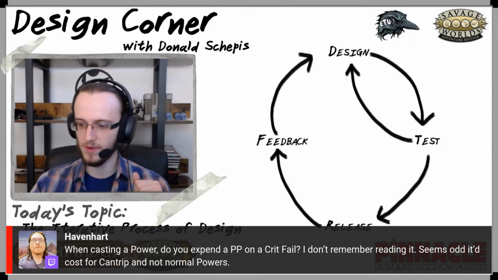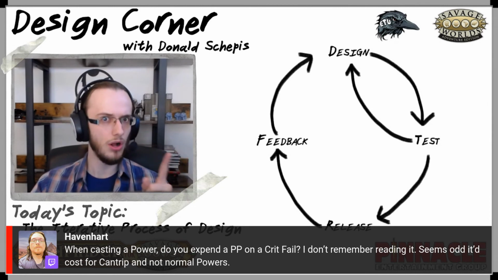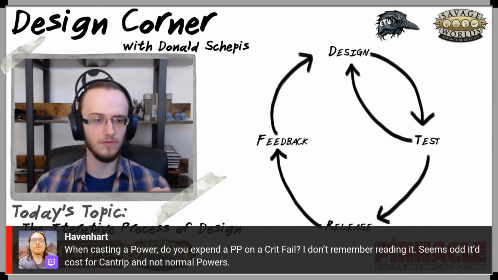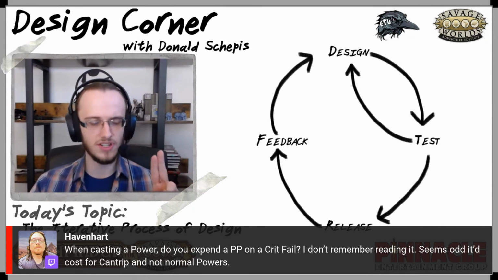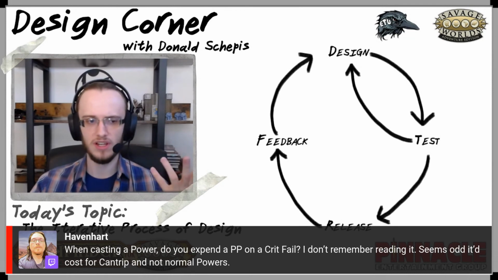When casting a power, do you expend a power point on a crit fail? I don't remember reading it. Yeah, it's on all failed activations. You still spend a single power point. That should be in the activation section. I don't know that we call out losing the power point in both failure and critical failure, but I think that's kind of the understanding, that both stack. But it should be an activation as opposed to critical failure.